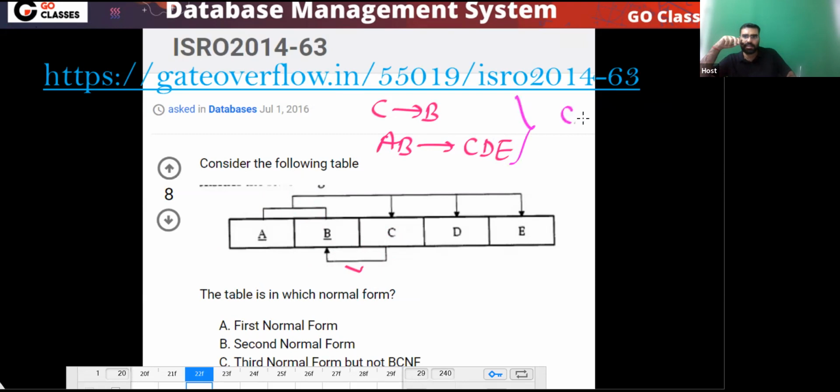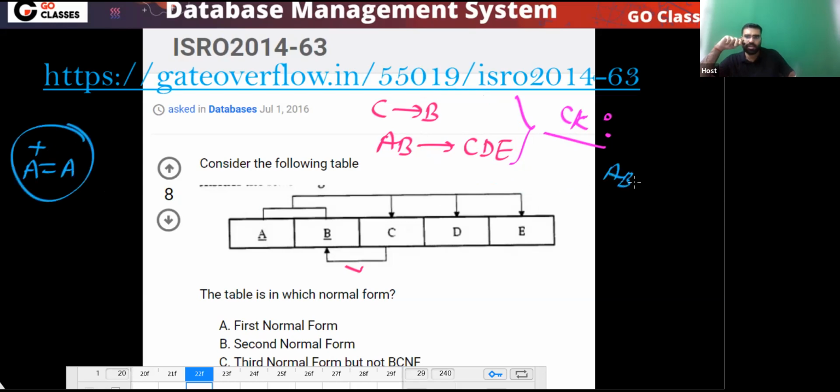Now you find the candidate key. In this, what are the candidate keys? You can notice which attribute is not on the RHS of any FD. A is not on the RHS of any FD. So A must be present in every candidate key. Now, what is the closure of A? That is only A. A is not enough.